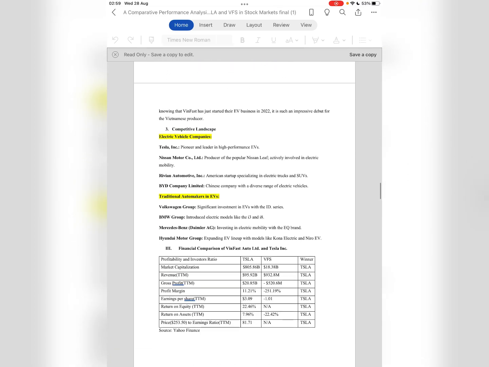Next is the competitive landscape. Just very brief and short, easy to understand. For example, in the electric vehicle industry, there will be electric vehicle companies like Tesla, Nissan, BYD, and also traditional automakers. They're going to be the emerging industry players.